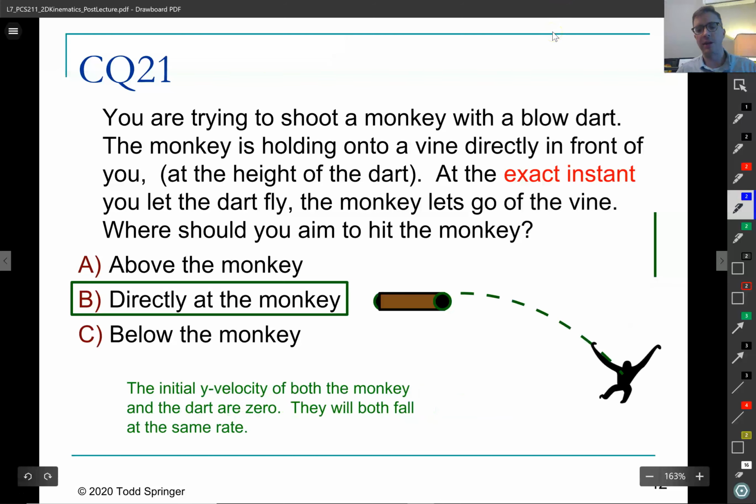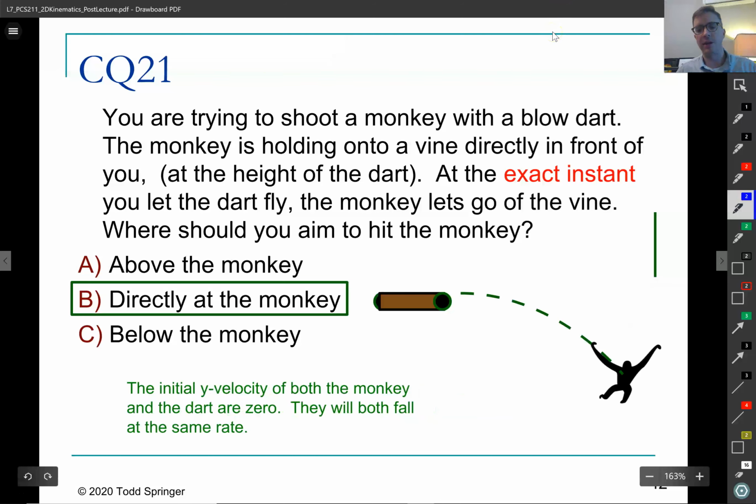Here's a more complicated example, which is now the monkey is at some angle. Okay, so let's suppose you're some distance away, and so the monkey's above you in a tree. The same situation. You're going to send the blow dart. And the minute that you let go of the blow dart, the monkey's going to let go. Do you aim directly at the monkey, below it, or above it in order to hit it?